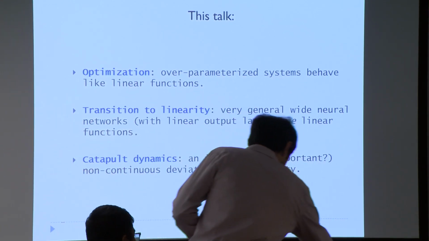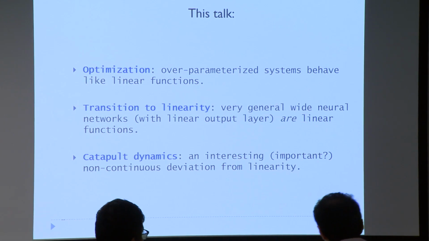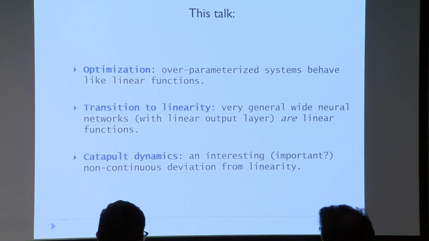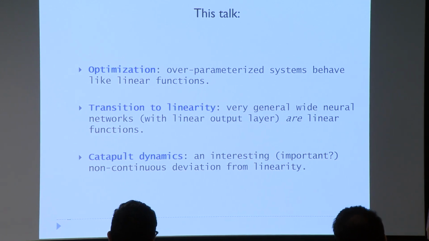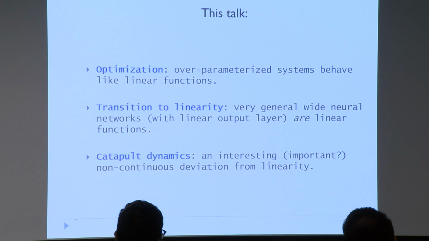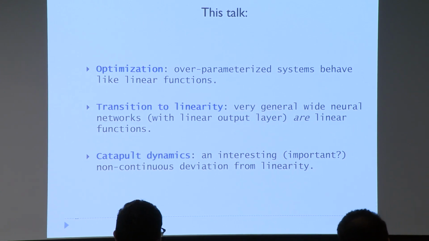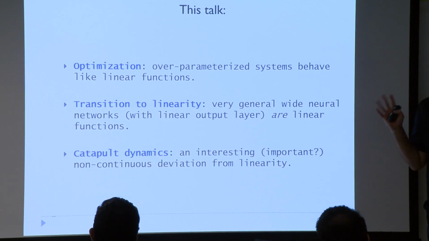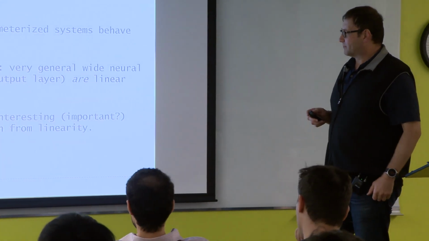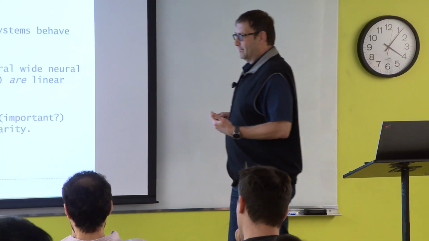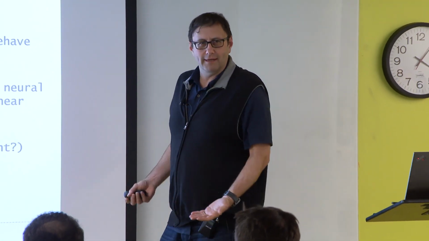The second part of the talk is this transition to linearity, which relates to the recently found phenomenon of constant NTK. It is the fact that quite general wide neural networks with linear output layers actually implement linear functions in a strictly defined sense. That was surprising, because why should they be linear? I'll give an argument, but I think it's a very interesting thing on its own.